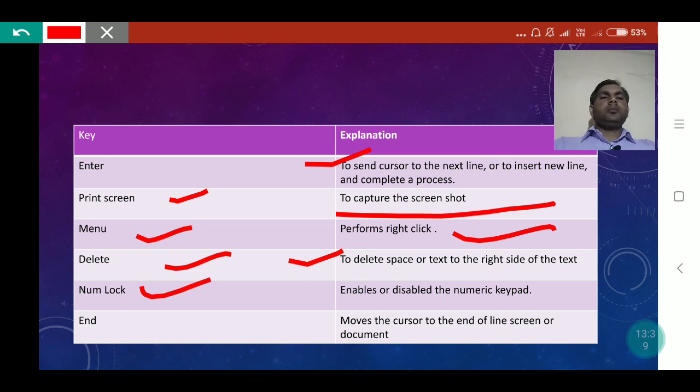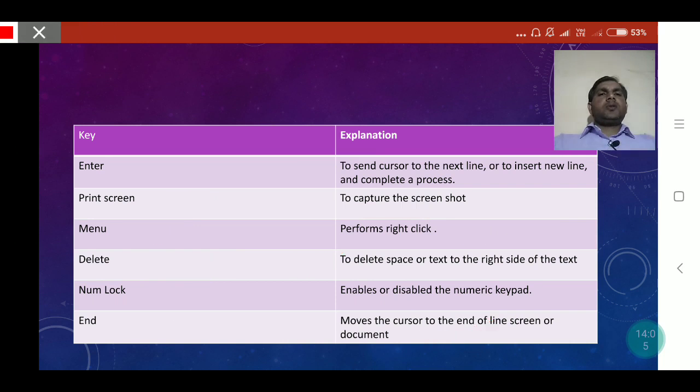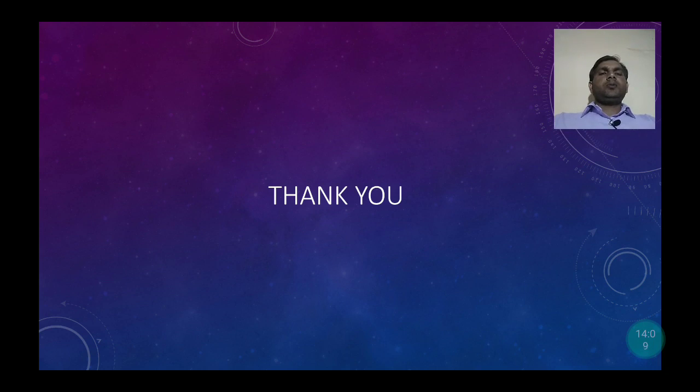And num lock, this is also a toggle key. It could be enabled or disabled. So we can enable the numeric keypad on the right side of the keyboard. And this is the end key. End key moves the cursor to the end of the line, screen or document. So that was all about the keyboard.